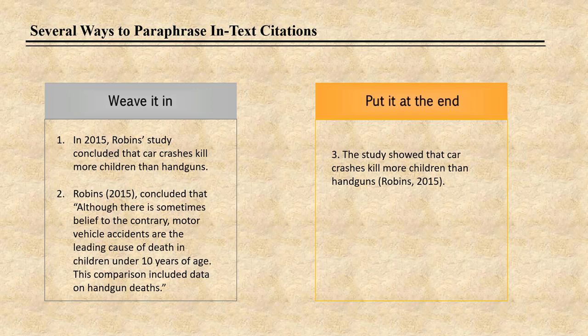In the first example, all the information needed is inserted directly into the text. In number two, the author's name is woven directly into the text. In this instance, APA allows the date to be inserted in parentheses directly behind the author's name. You could also insert the date at the end if you choose. The third example does not state any source in the text. Instead, it is inserted directly behind the text.